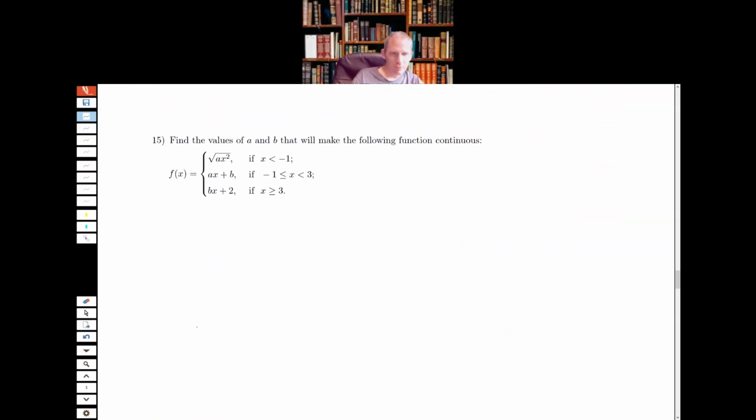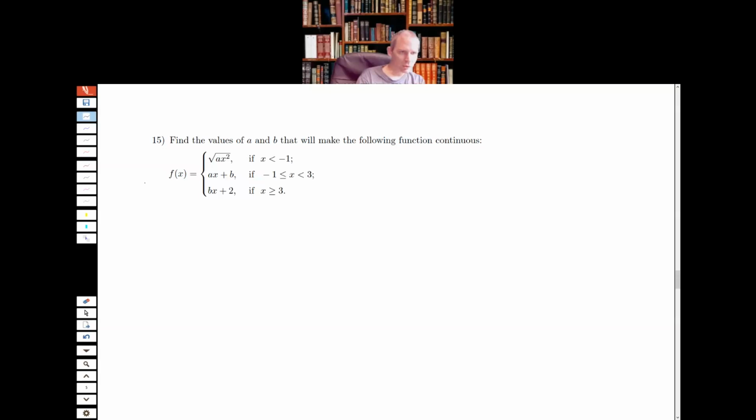Okay, this one we can't graph because I don't know a value for a and b, so I don't know what the formula is for graphing it. Find the values of a and b that will make the following function continuous. Now, I know that lines are continuous on their domains. Square root functions are continuous on their domains. The only place where this function can have a problem is at these places where it switches formulas, right? It could have a jump.